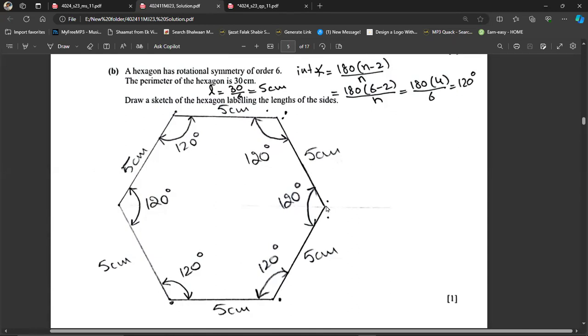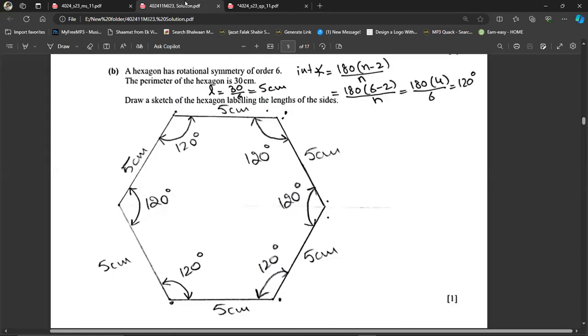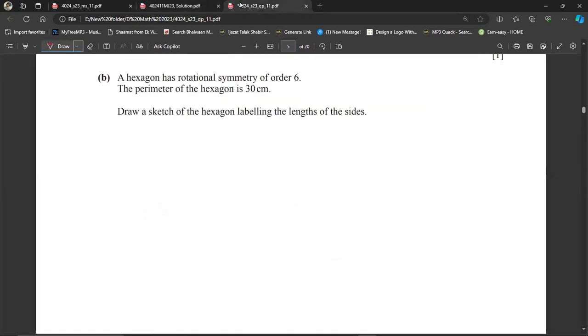The internal angle of the regular hexagon is 120 degrees. Each side is 5 centimeters. So this is how you draw it. Hopefully you understand. This is what they are saying. Okay, so next question.